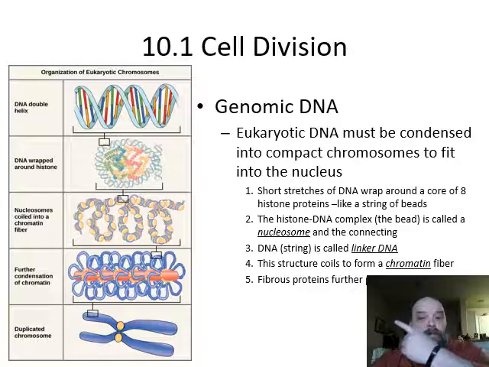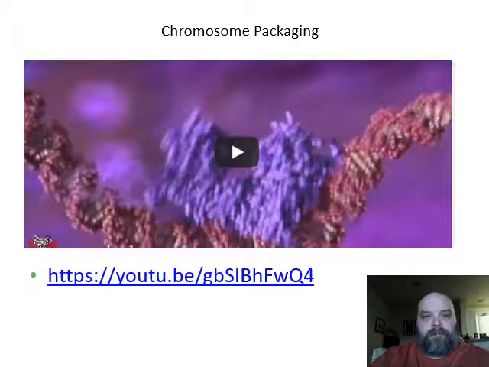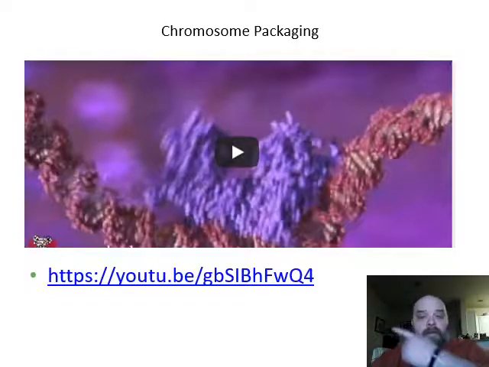Start off with the double helix at the top, and you work your way as you start wrapping around histones to get chromatin. The chromatin wrapping around itself more and more, and at the bottom you end up with that X-looking thing, the chromosome that we know and see in pictures all the time. Here's a video link that will show you a little bit about the chromosome packaging. I'm not going to show it here because, hey, we're already at 9 minutes.